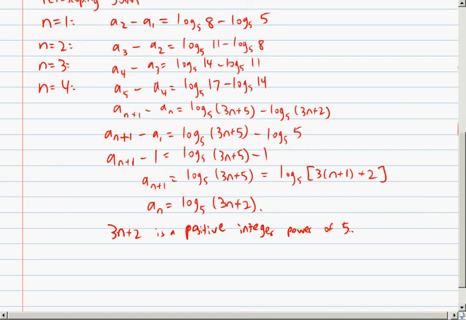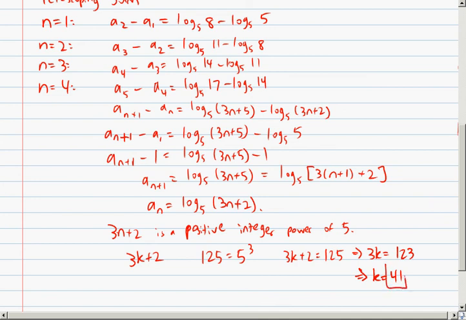And the least positive integer power of 5 that is greater than 1 of the form 3k plus 2 would just be 125, or 5 cubed. And with 3k plus 2 equal to 125, we have 3k equal to 123, giving us k equal to 41, which yields our final answer.